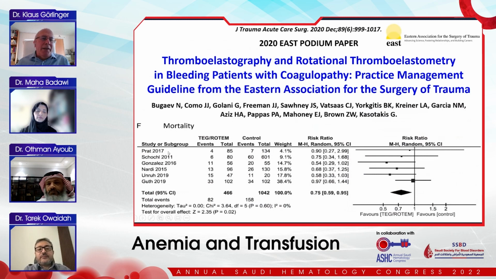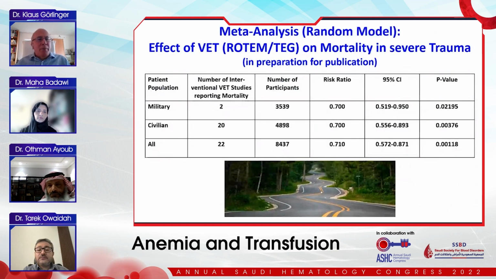did a meta-analysis of 6 trials using viscoelastic testing in trauma. And what you see is, again, a risk ratio for mortality of 0.75. It's not the same as in cardiac surgery, but at least a 25% reduction in mortality. However, that's not the only studies available. It's overall 22 studies looking at the effect of viscoelastic testing in severe trauma.